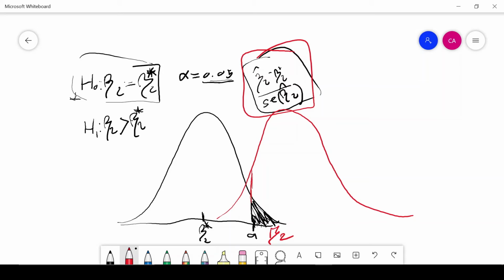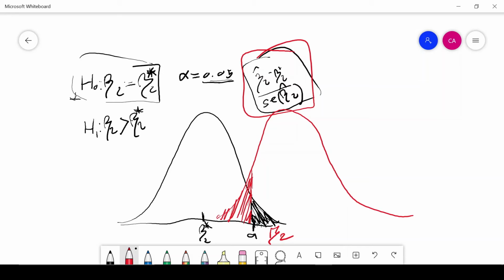And although A is associated with a 0.05 probability for the distribution on the left, which would be the correct distribution if beta 2 is in fact equal to beta 2 star, if it is the case that beta 2 is larger than beta 2 star, then the probability associated with making the type 2 error will be given by this area over here, which may be larger than 0.05. In other words, a higher probability.